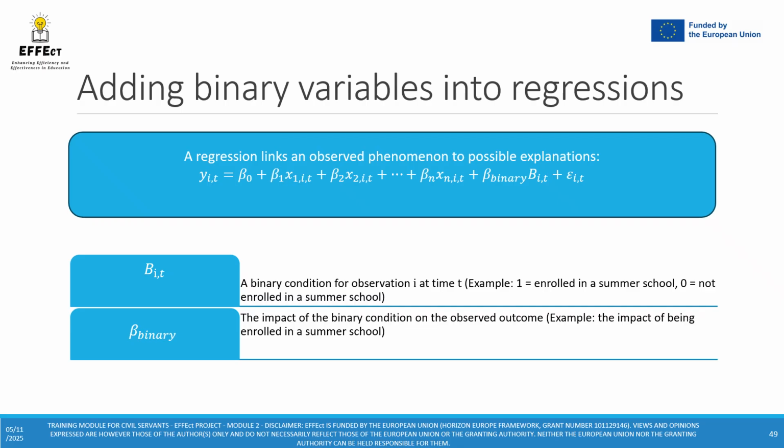In this context, we see that beta binary is actually the impact of the binary condition on the observed outcome. So if we ask ourselves questions such as, what impact does it have to be enrolled at a summer school on, let's say, a student's grades? Beta binary would then tell us whether there is an impact, which means that if beta binary is significant, then there is an impact, and how big this impact actually is. So if we have a significant and huge beta binary, provided that we have taken the correct form of models, in this case, we know that there is a huge impact of being enrolled at a summer school on students' grades.